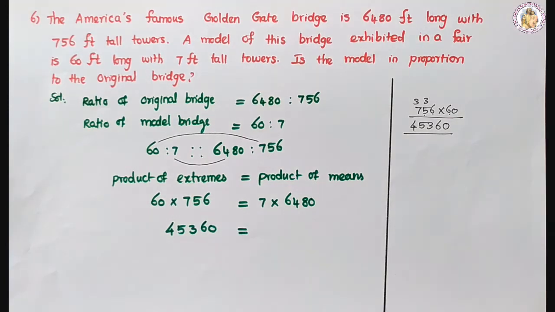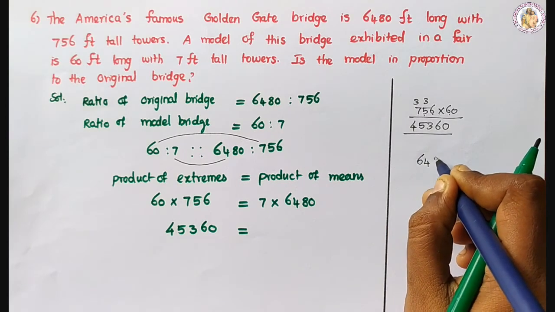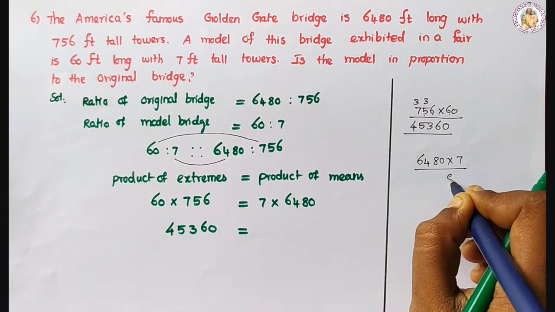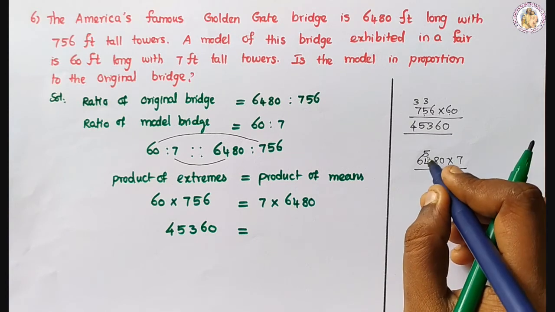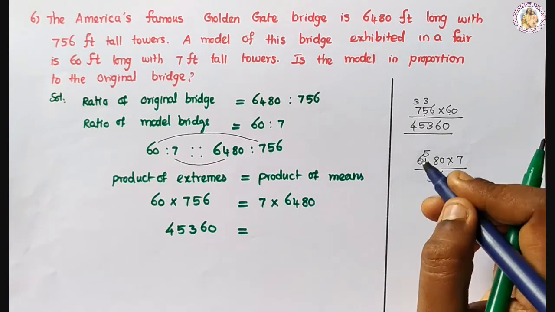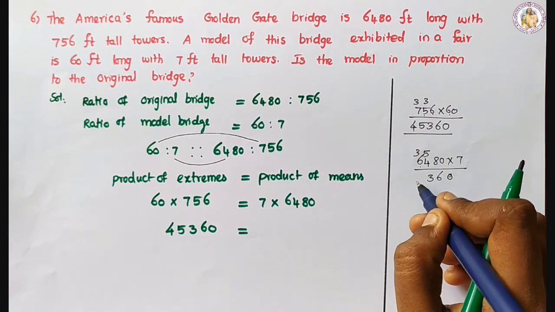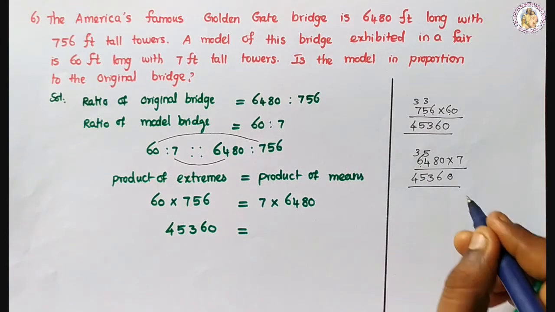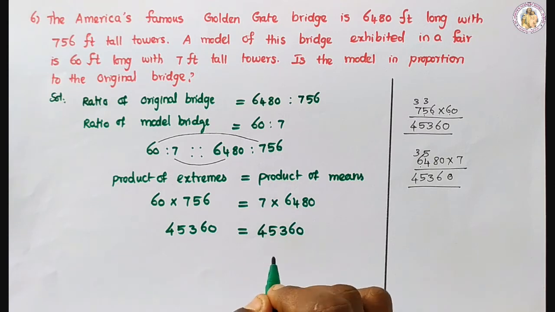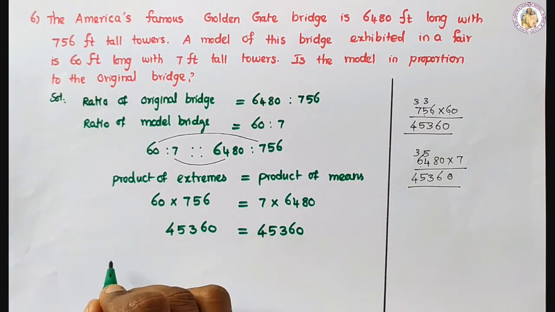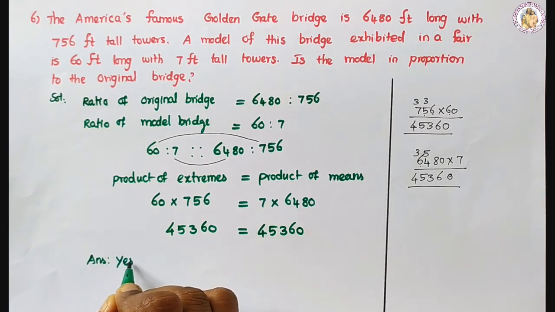45,360 here, and multiply this one means 6,480 into 7. 0. 7 8s are 56. 4 7s are 28 plus 5, 33. 6 7s are 42 plus 3, 45. Here also 45,360. So both are same. Answer: yes.